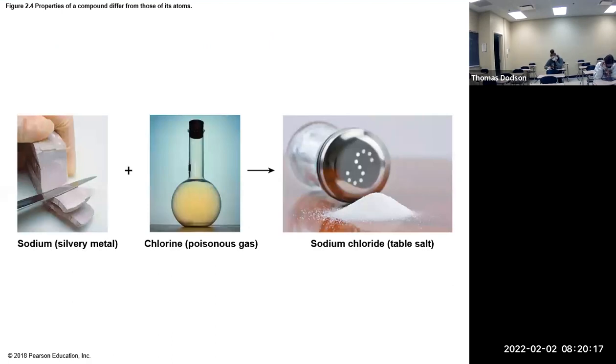Okay, so molecule versus compound. So sodium, it's a metal. Chlorine, it's actually a gas. When you get them together, you've got table salt. Which of these three is very unreactive and harmless, basically, which you eat too much of? It's going to be your salt.